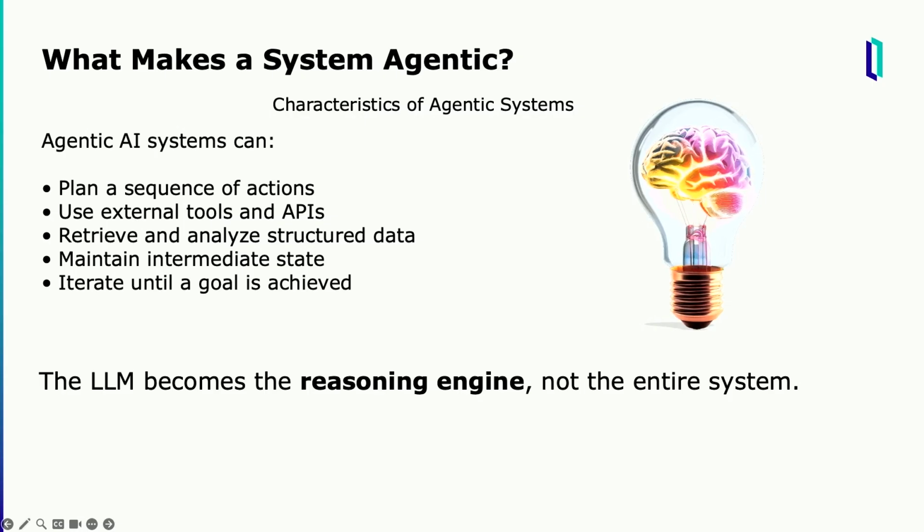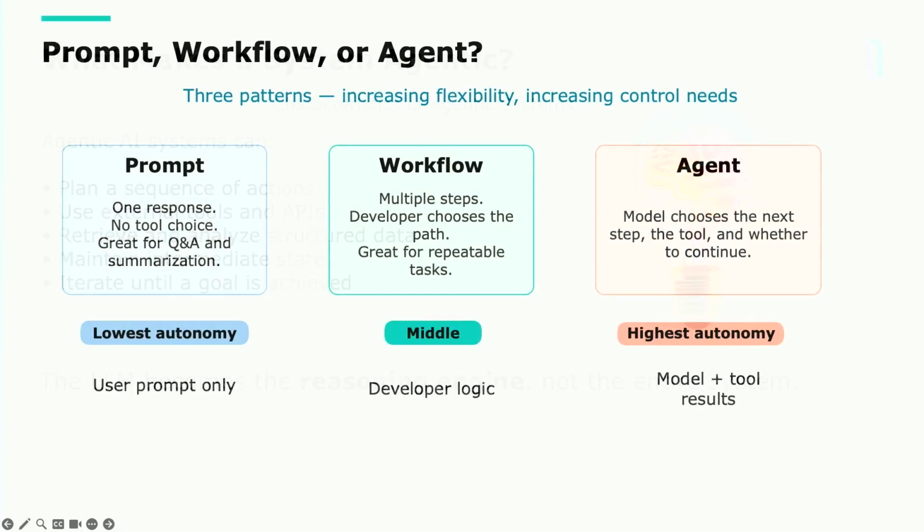A system becomes agentic when we put the model inside a control loop. The model can plan, select tools, observe results, maintain intermediate state, and decide whether another step is needed. That means we move from one-shot inference to multi-step execution. The important point is that the agent is not just the model. It is the model plus the loop, plus tools, plus constraints, plus state.